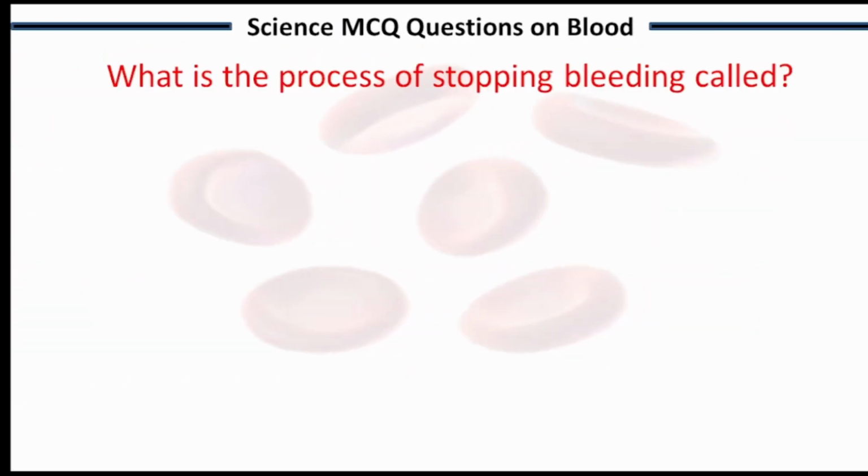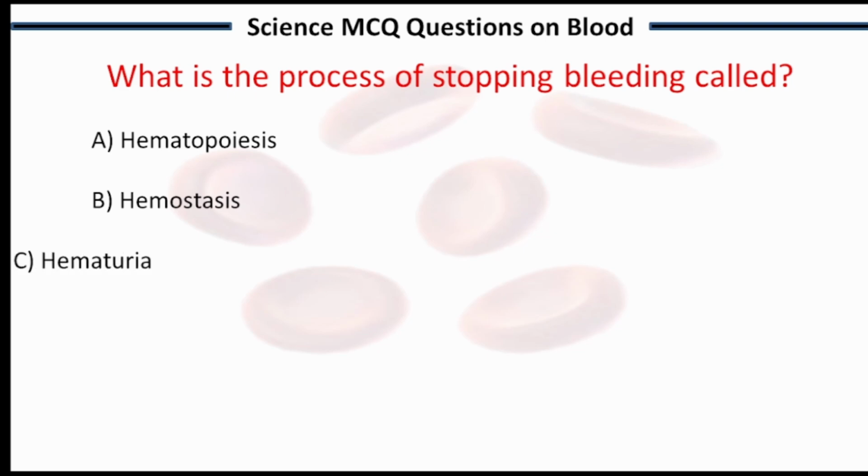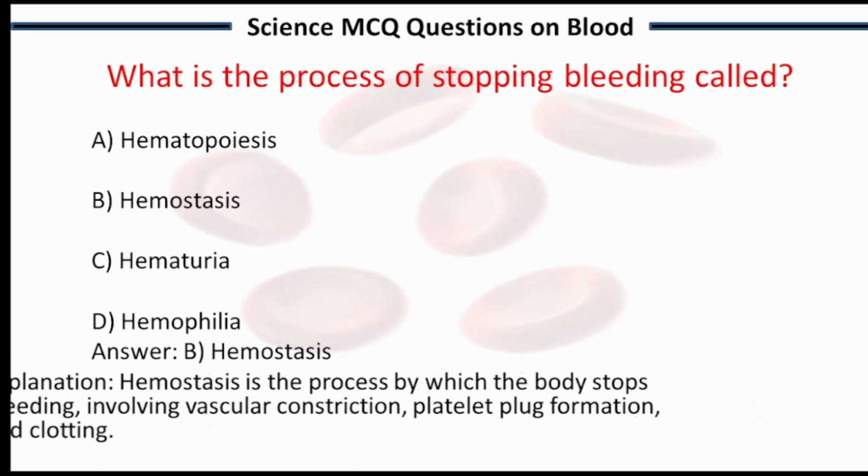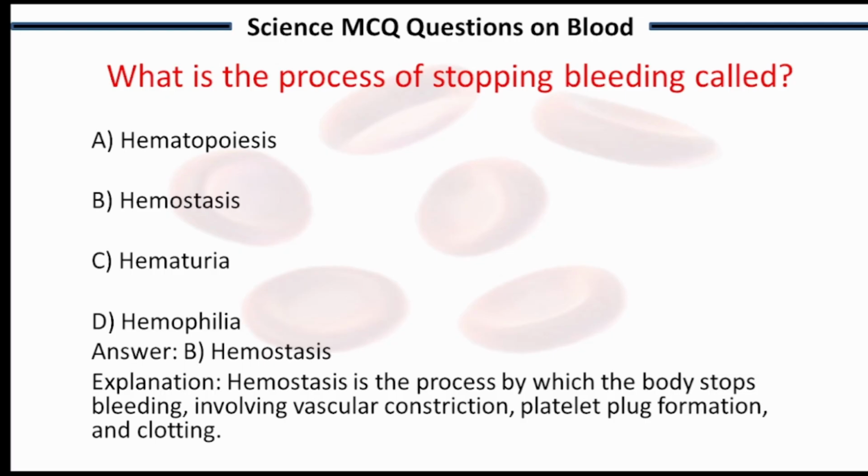What is the process of stopping bleeding? A. Hematopoiesis, B. Hemostasis, C. Hematuria, D. Hemophilia. Right answer is hemostasis. Hemostasis is the process by which the body stops bleeding, involving vascular constriction, platelet plug formation, and clotting.